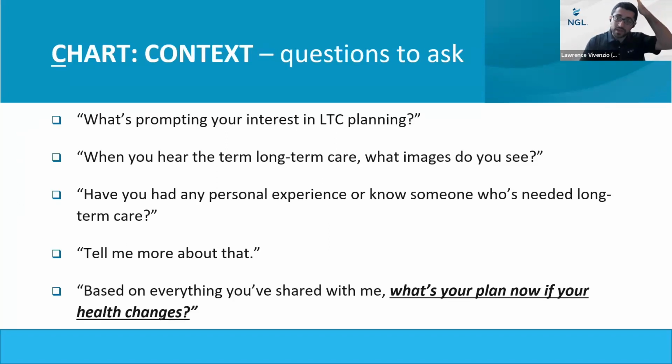So, questions to ask. How do you make this next step of the conversation a success? What's prompting your interest in this? Why are we talking about this today? And as you made some of your transition points earlier, maybe they didn't. Maybe you are what prompted the interest. But it's really important that you ask some of these other questions, right?